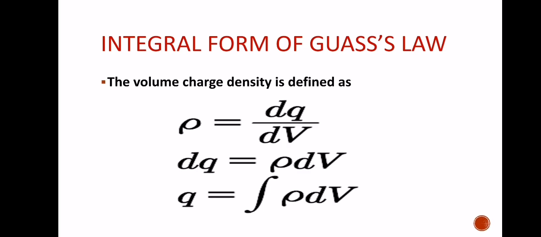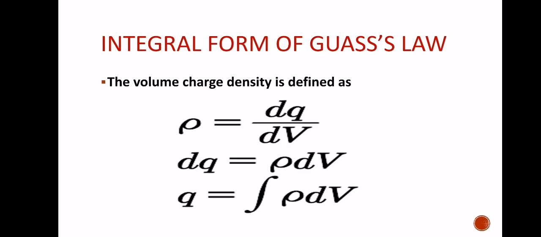For the integral form of Gauss's law, the volume charge density is defined as the charge per unit volume. It is represented by the letter rho, and mathematically it is expressed as rho is equal to dq over dv, or you can say that the volume charge density is equal to the derivative of charge with respect to volume. The charge enclosed in the small volume element is equal to dq equals rho into dv.